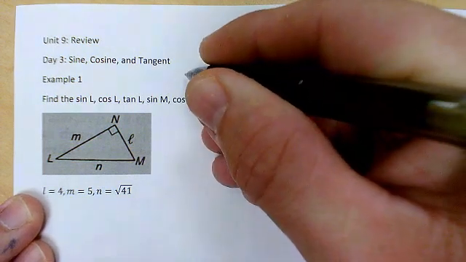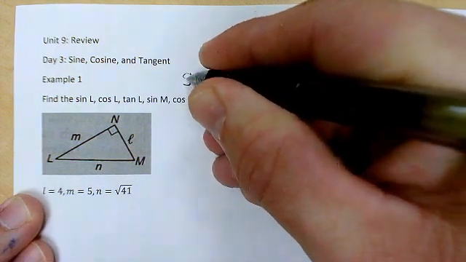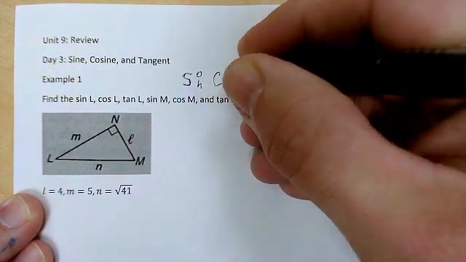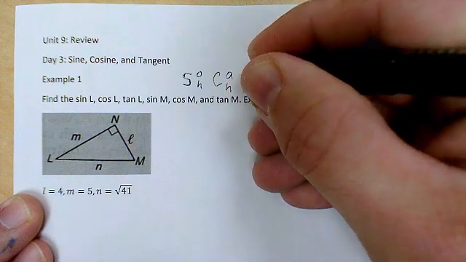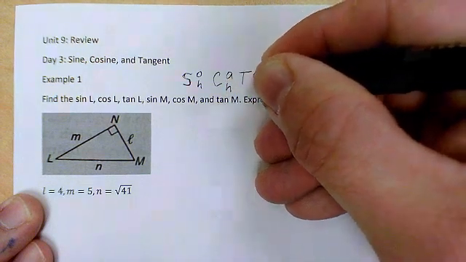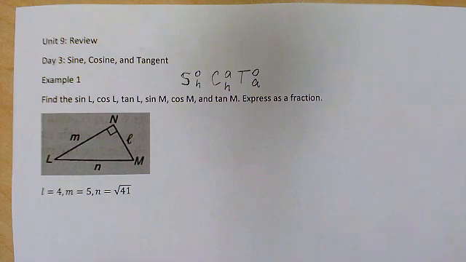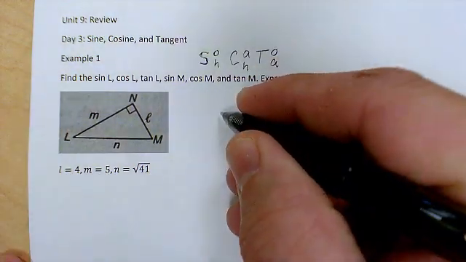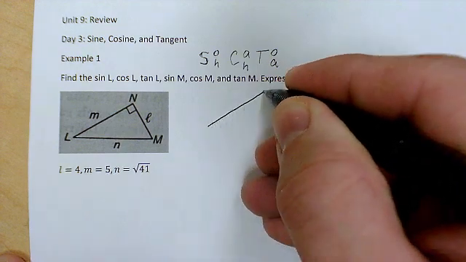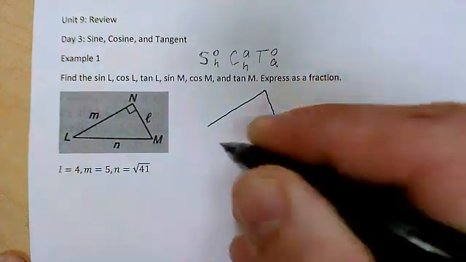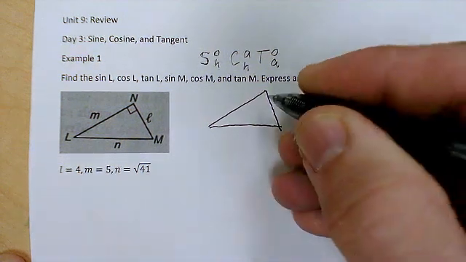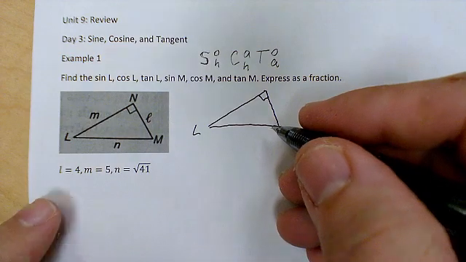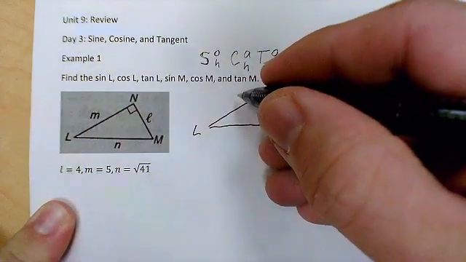So before I get started there, I am going to remind you that sine is opposite over hypotenuse, cosine is adjacent over hypotenuse, and tangent is opposite over adjacent. So what I'm going to do is I'm going to resketch this triangle with point L as the angle I'm considering when I'm doing sine, cosine, tangent of L. And I'm going to go ahead and fill in the values accordingly.